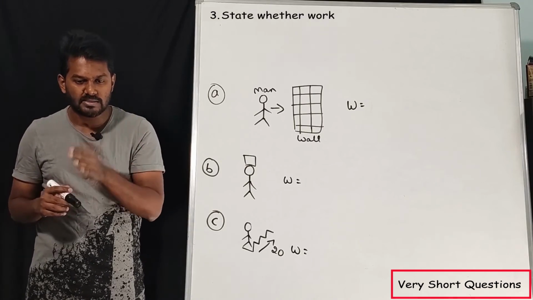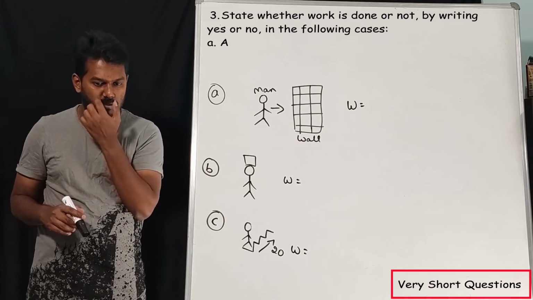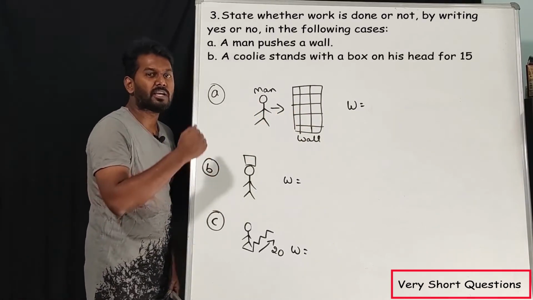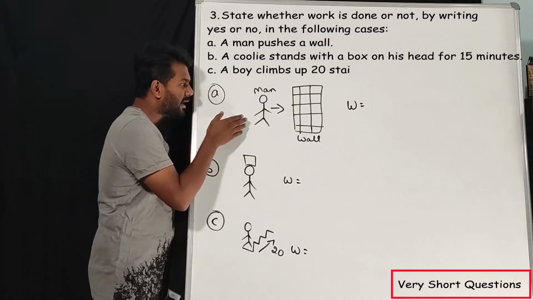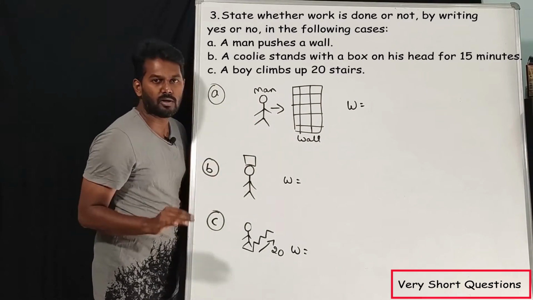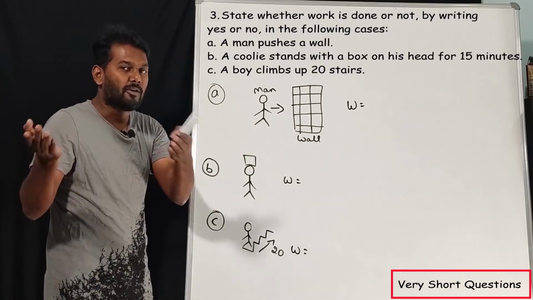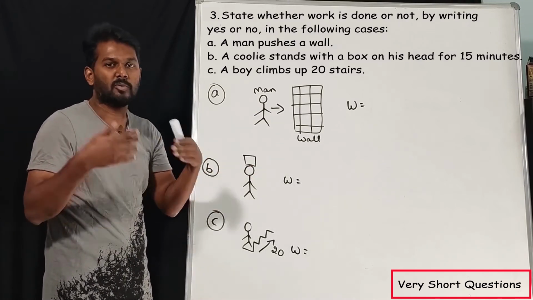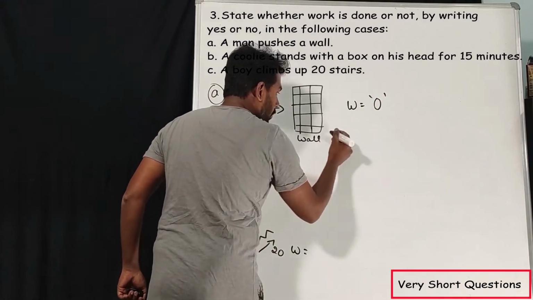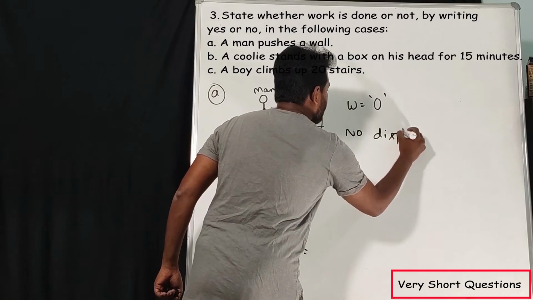State whether work is done or not by writing yes or no in the following cases. A man pushes a wall. Whenever he is pushing, he is applying a force in this direction. But do you think this wall is moving? No. If the wall is not moving, displacement will be 0. If displacement is 0, work done will also be 0. So work done is 0. The reason is there is no displacement.